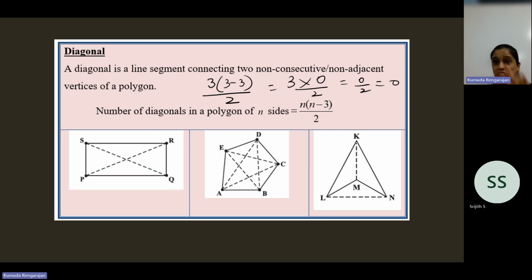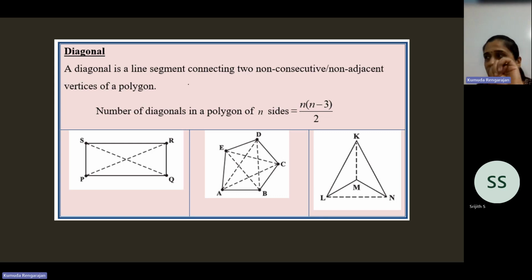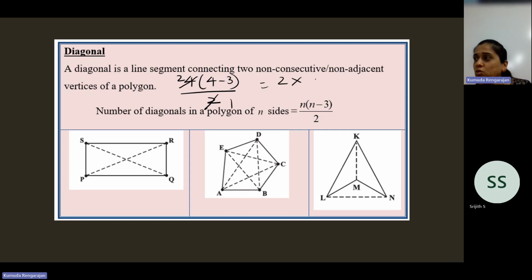Now a quadrilateral has 2 diagonals. Quadrilateral means 4 sides. So 4 into 4 minus 3 by 2. Quadrilateral, n is 4. 4 into 4 minus 3 by 2. 2 twos are 4, so it is 2 into 4 minus 3, which is 1. 2 diagonals.